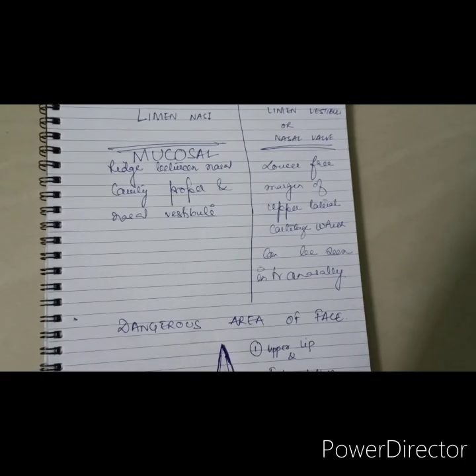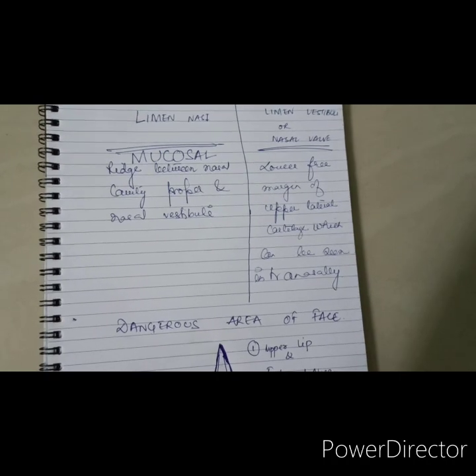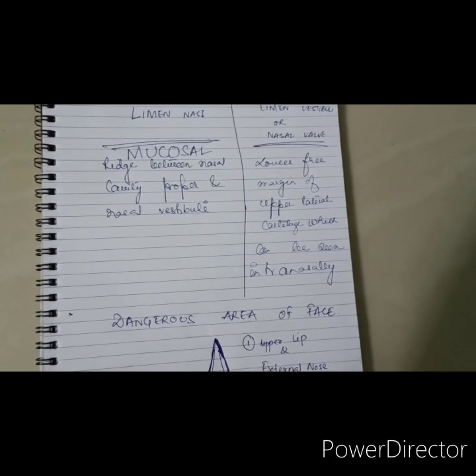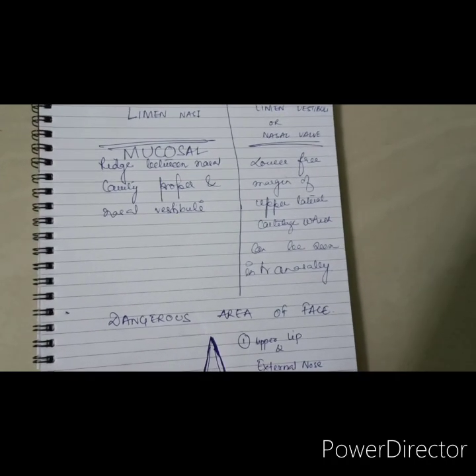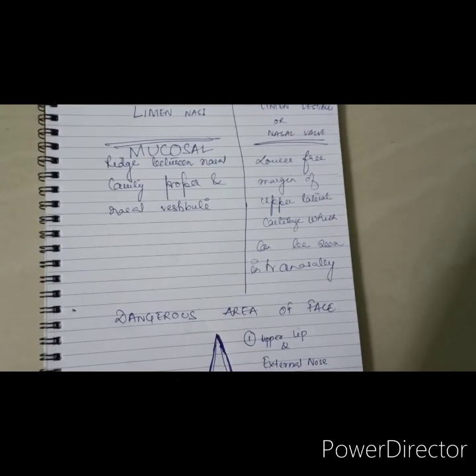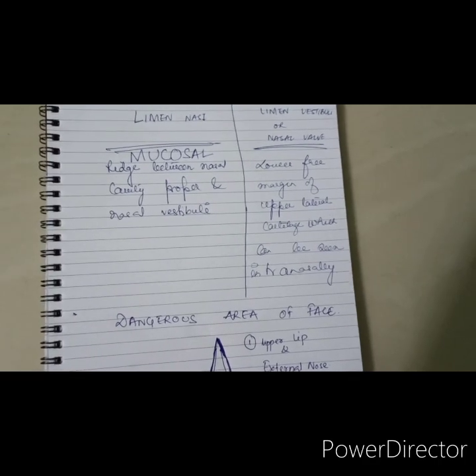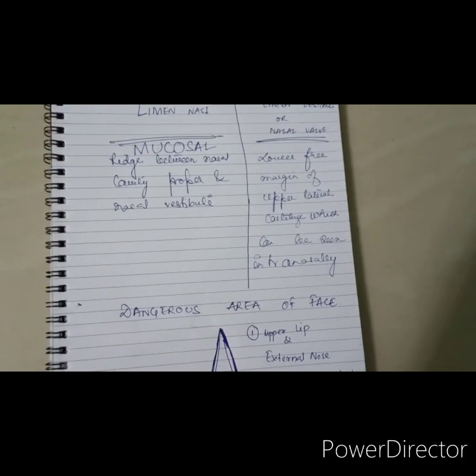Limen nasi and limen vestibuli or nasal valve. Limen nasi is a mucosal ridge between the nasal cavity proper and the nasal vestibule. Limen vestibuli or nasal valve is the lower free margin of the upper lateral cartilage which can be seen intranasally. Both of them have surgical importance.